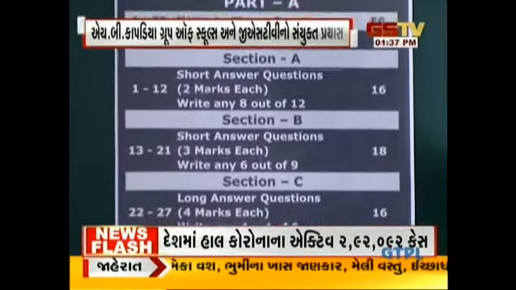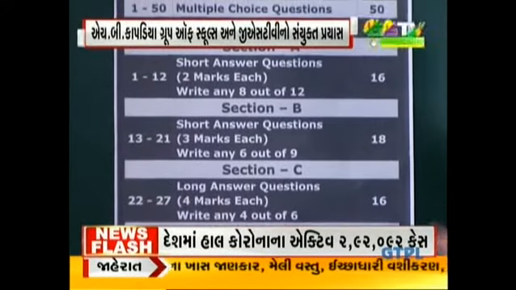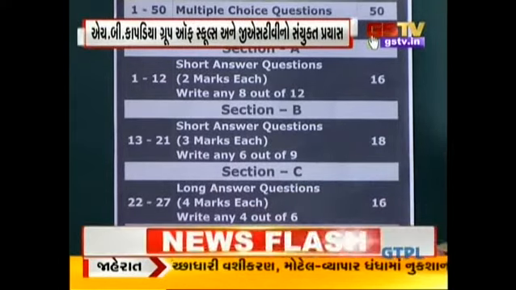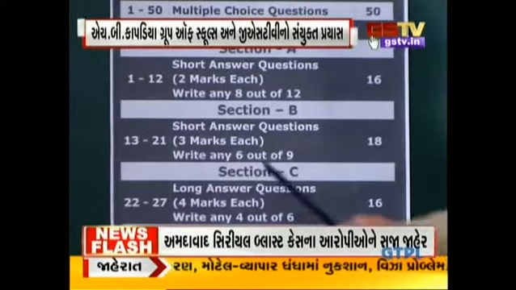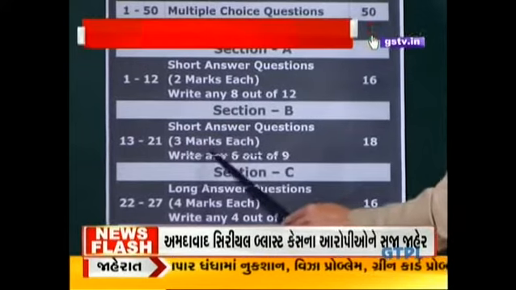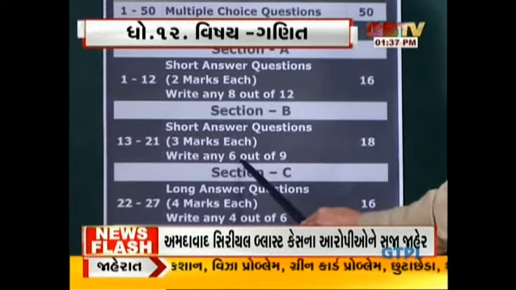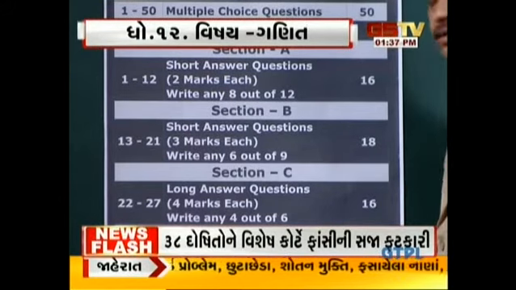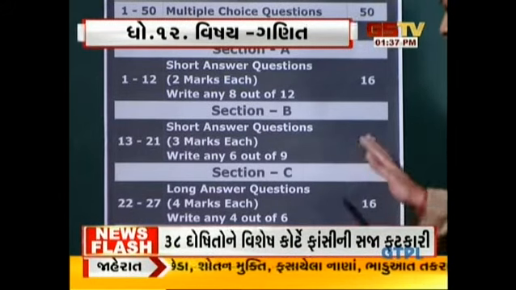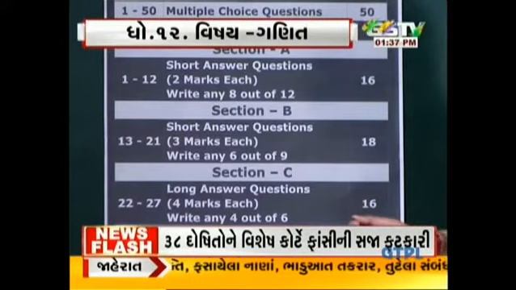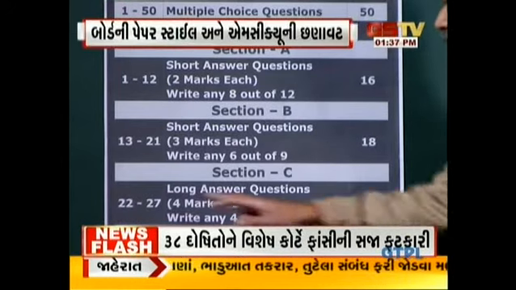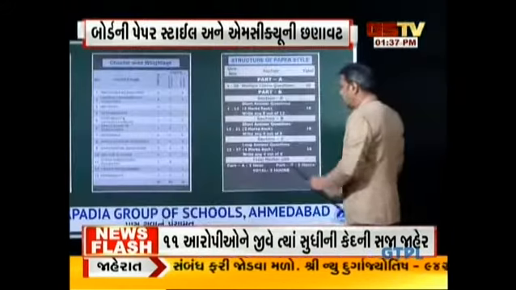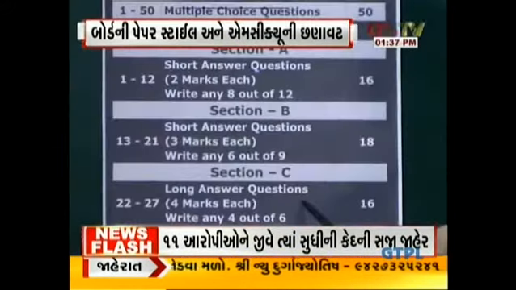Next, Section B, question numbers 13 to 21, short answer question type 2, 3 marks for each question, and write any 6 out of 9. Total number of marks is 18. Section C, long answer questions, numbers 22 to 27, 4 marks each, and write any 4 out of 6.